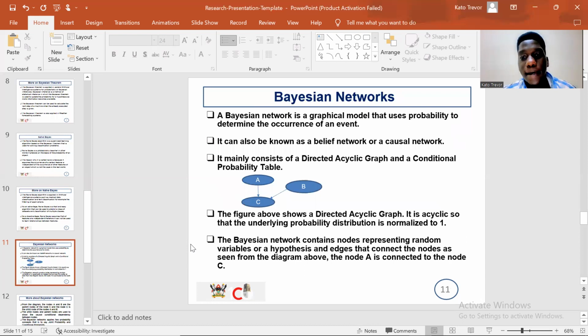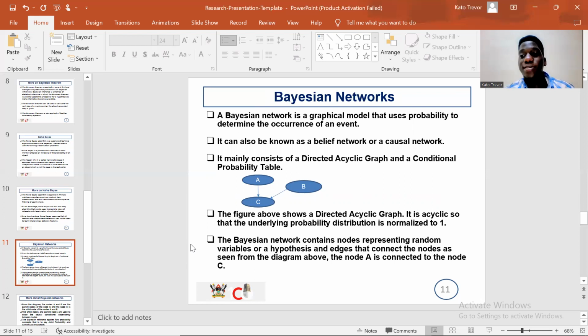So let's talk about Bayesian networks. A Bayesian network is a graphical model that uses probability to determine the occurrence of an event. It can also be known as a belief network or causal network. It mainly consists of a directed acyclic graph and a conditional probability table. The directed acyclic graph is called acyclic because it does not form a circle.